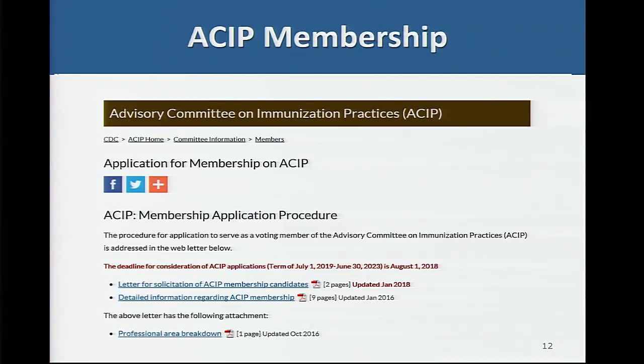This slide on the screen shows the ACIP website where detailed instructions for submission of names for potential candidates to serve as ACIP members may be found. We are soliciting applications for ACIP membership beginning term of July 2019. We are still awaiting information about the approved members that will be beginning in July of 2018. But membership to begin in July 2019, those applications are due on August 1st, 2018. So we start the membership process about a year in advance. Next slide.